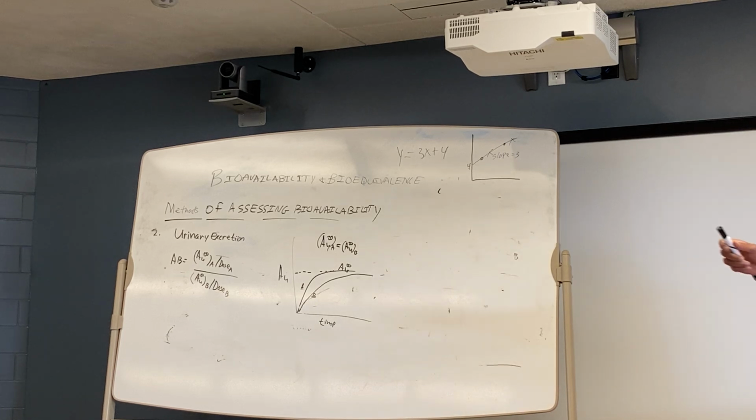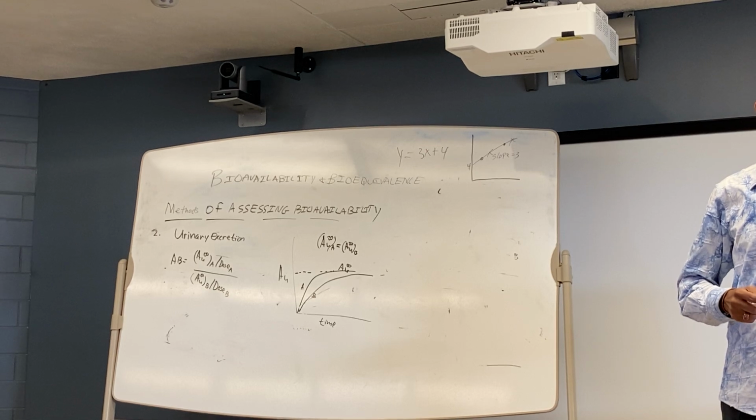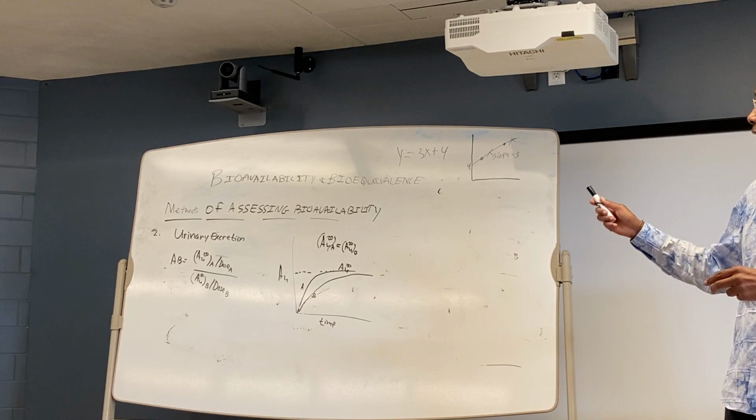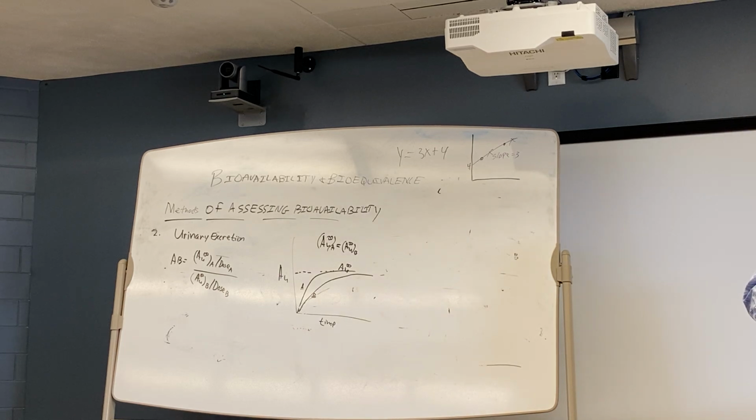Now, we're going to talk about a third and a fourth method that's discussed in your textbook also. They're not used quite as often, and they're not as reliable as the use of plasma data and urinary excretion data. But if you can get plasma data, that's the ideal. If you can assess bioavailability using plasma data, that's really the way to go. But urinary excretion data is a close second. It's almost just as reliable. Not quite, but it's close. Questions?